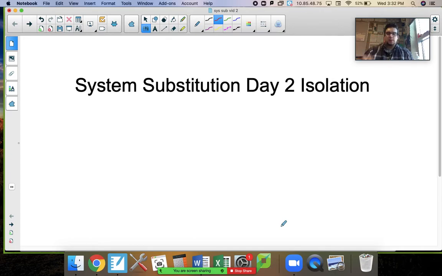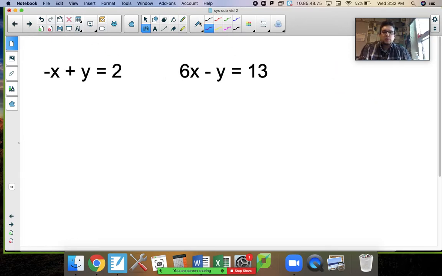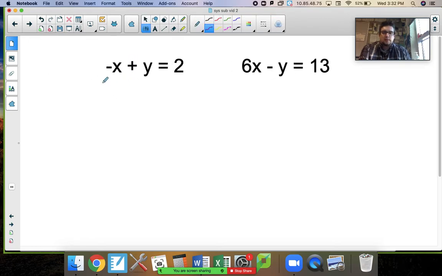We did system substitution. Our big focus today is on that isolation piece. So what happens if we're not given a y equals or x equals equation? We look at these two equations, and unfortunately, neither of them say y equals or x equals. So we're going to have to make them say it.